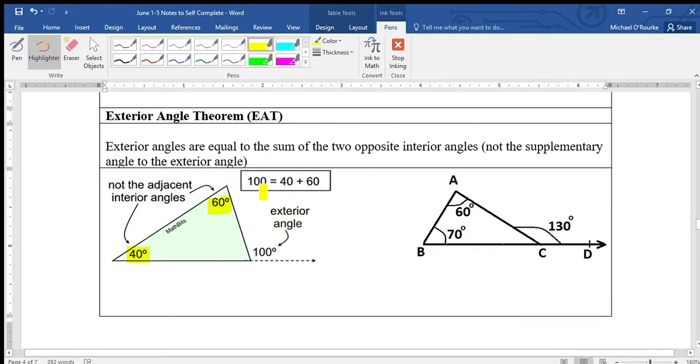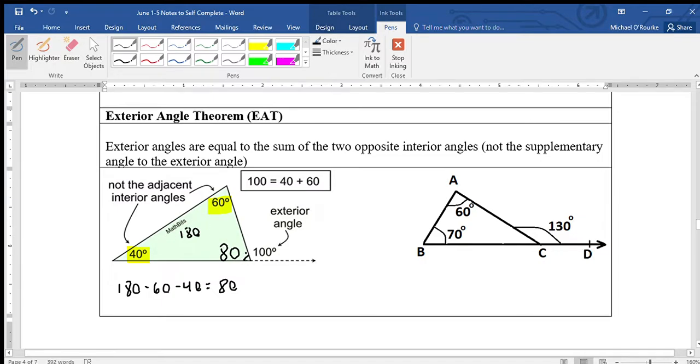So 60 plus 40 equals 100. I'll show you the math of it, because once you see the math, it kind of makes sense. If we say this equals 180 altogether, then 180 minus 60 minus 40 equals 80 degrees. So that means that's 80 degrees. So always these two here, 180 minus these two here, are going to equal this one.